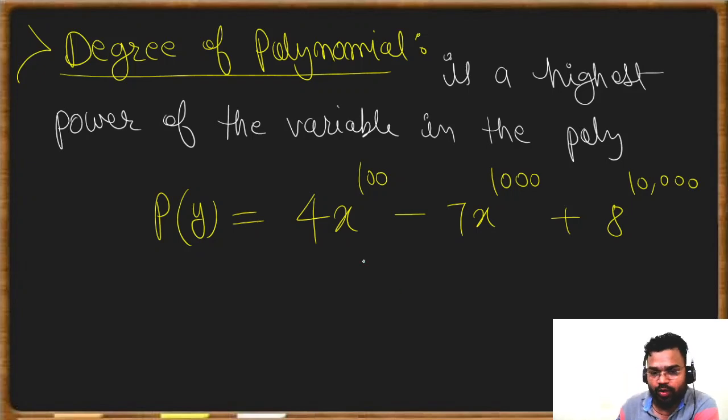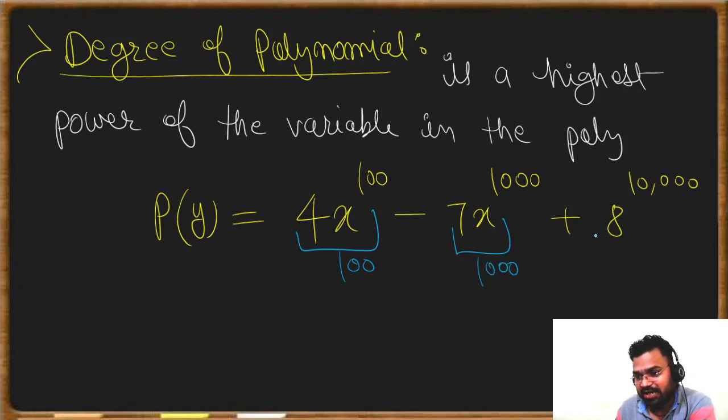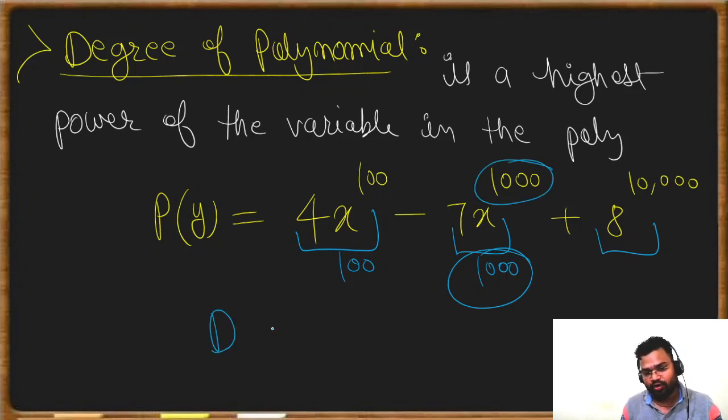Okay. So in the first term, the power of the variable is 100. In the second term, the power of the variable is 1000. But in the third term, the power is highest, but it is not a power of a variable. Yes or no? Therefore, the highest power of the variable is 1000. So the degree of the polynomial will be 1000. Yes or no? This is the degree of this polynomial.